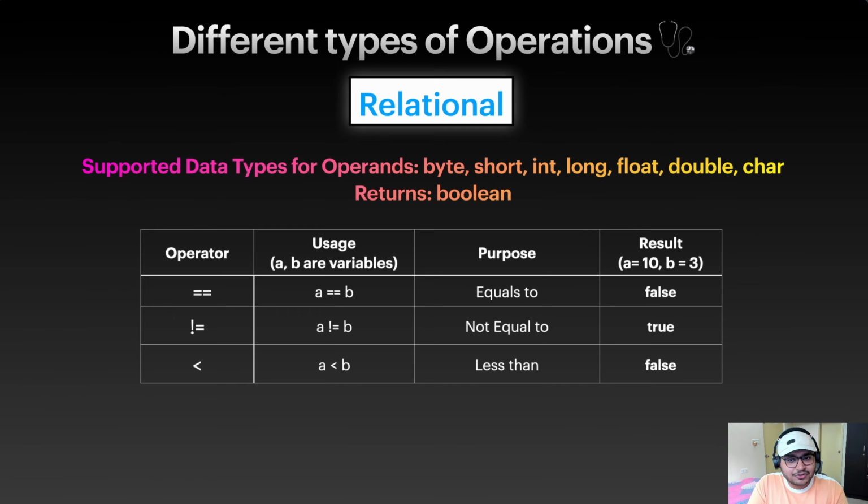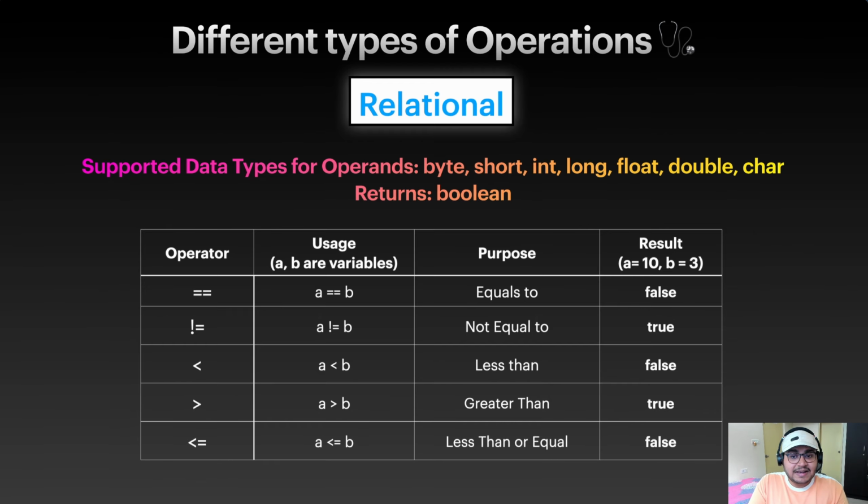Is 10 less than 3? No, so it returns false. Is 10 greater than 3? Yes, so it returns true. Is 10 less than or equal to 3? No, so it returns false. And is 10 greater than or equal to 3? Yes, so it returns true.